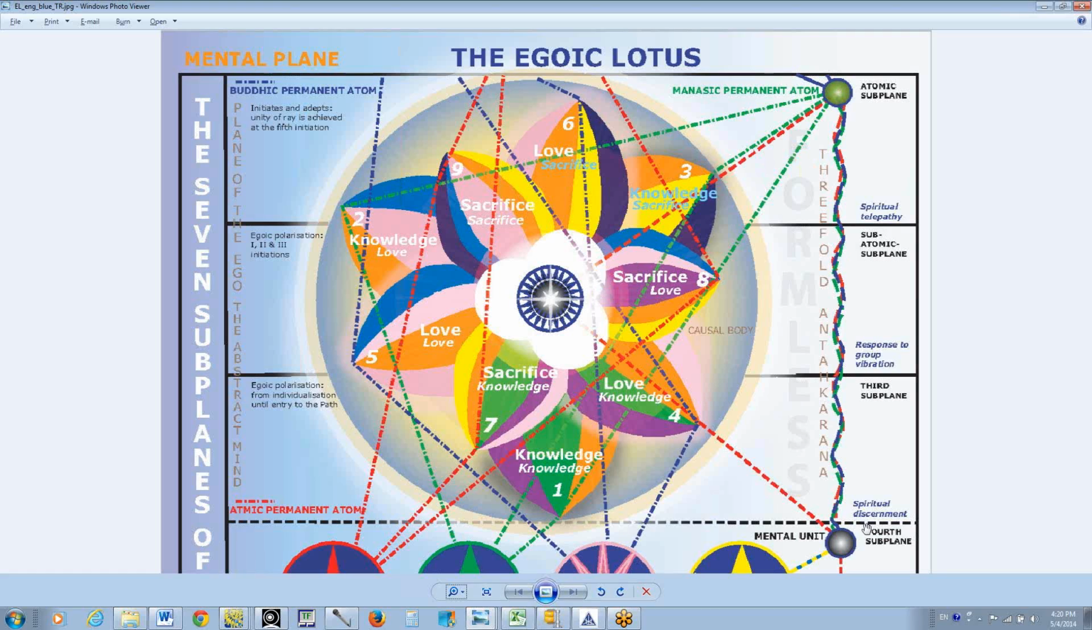For the Antahkarana that we study is a bypass of the Egoic Lotus. The other two points of the triangle involve the Egoic Lotus, but our method of building the Antahkarana is via projection from the mental unit on the fourth subplane of the mental plane to the monadic permanent atom at the height of the abstract mind. And that projection occurs after we have absorbed into the mental unit quite a bit of the influence of the Egoic Lotus. So we'll be referring frequently to this particular diagram.